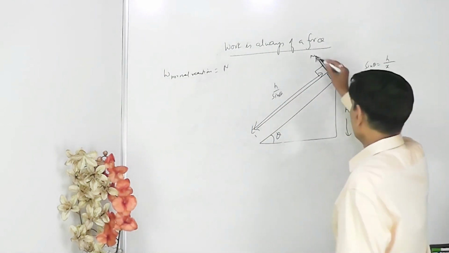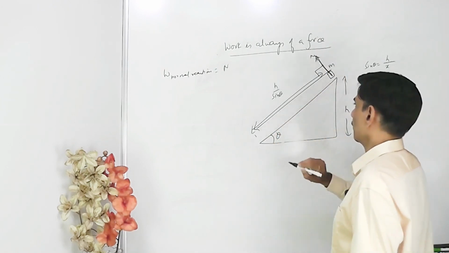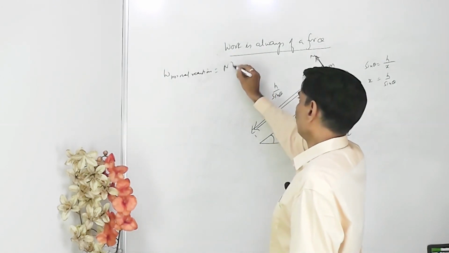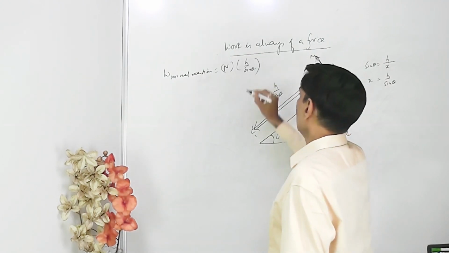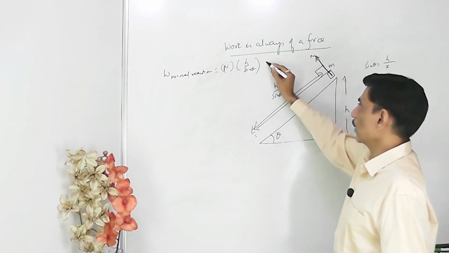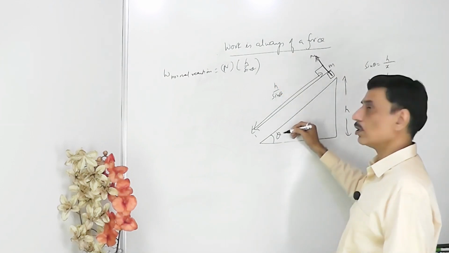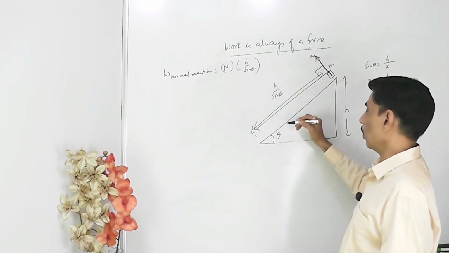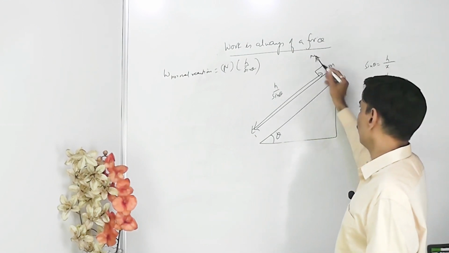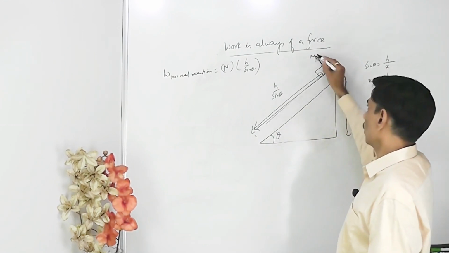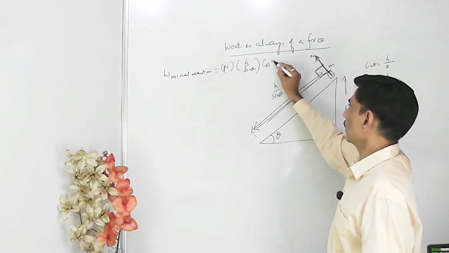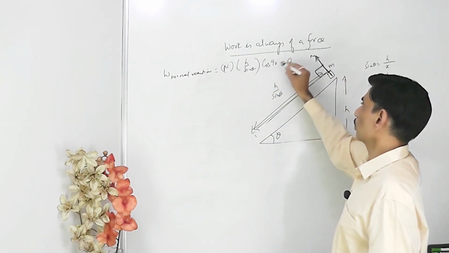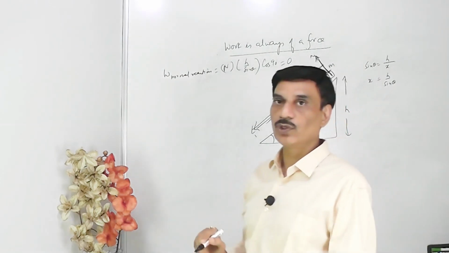Over here, the normal reaction is here, and the displacement is over here. So F is this, the displacement is h by sine theta, and then we need cos theta, the cosine of the angle between the force and displacement vector, that is, between the normal reaction and the displacement vector. That angle is going to be cos 90 degrees. Cos 90 degrees is 0, so the work done by this is going to be equal to 0.